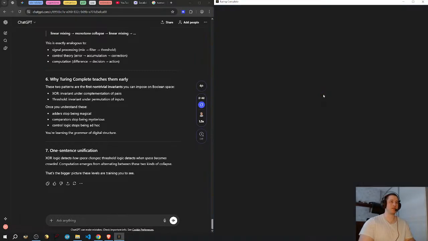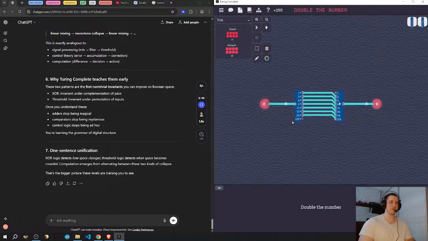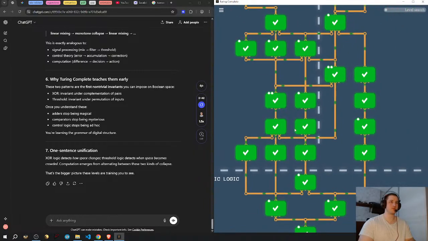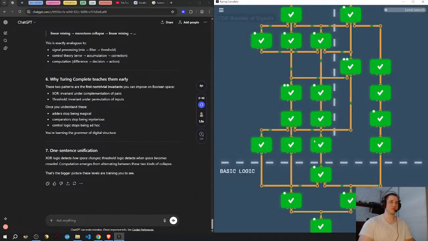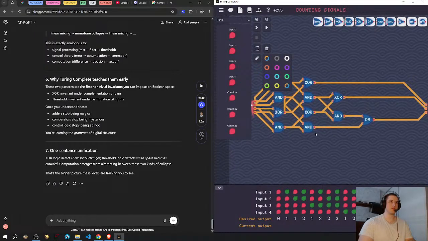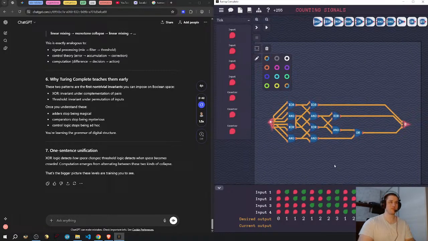There's another level that is the full adder. This is the full adder. I'm gonna look into the other ones. That's very simple. Counting signal zone is also interesting. So this is the same inputs relationship, but the output is different. Maybe this one is interesting to ask again.